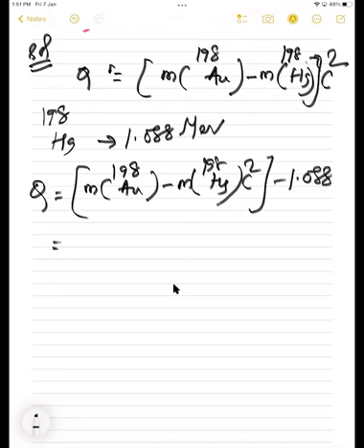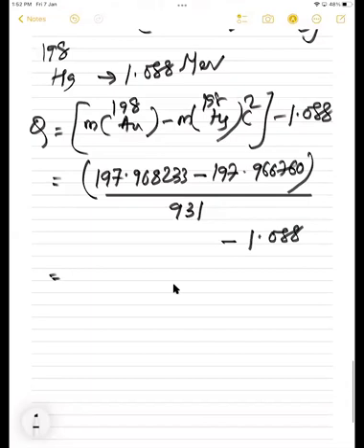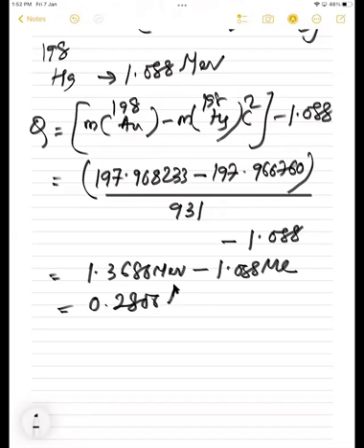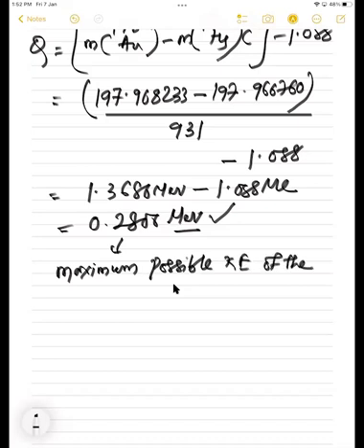So when we subtract the whole thing, the mass difference is 197.968233 u minus 197.966760 u, right, and we divide by 931 to get MeV, and then minus 1.088. If we subtract everything, students, we get approximately 1.3686 MeV minus 1.088 MeV. So totally you got 0.2806 MeV, right? This is called the maximum possible kinetic energy of the electron emitted.